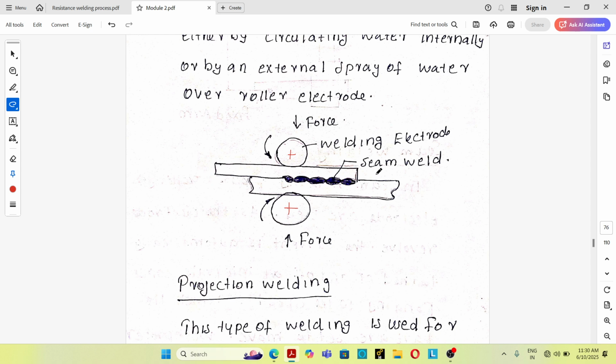This seam welding process is commonly used for producing airtight joints in containers, water heaters, fuel tanks, etc. It is also known as the roller type welding process because the electrodes are rotating during the welding process, and roller type electrodes are used. These roller type electrodes are cooled by spraying water or internally circulating water during the seam welding process.